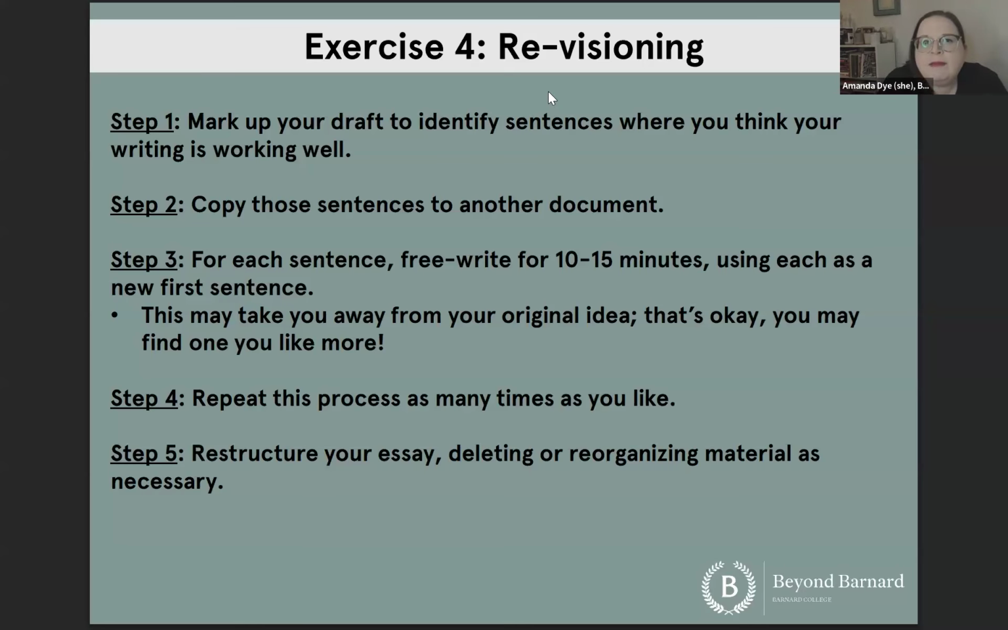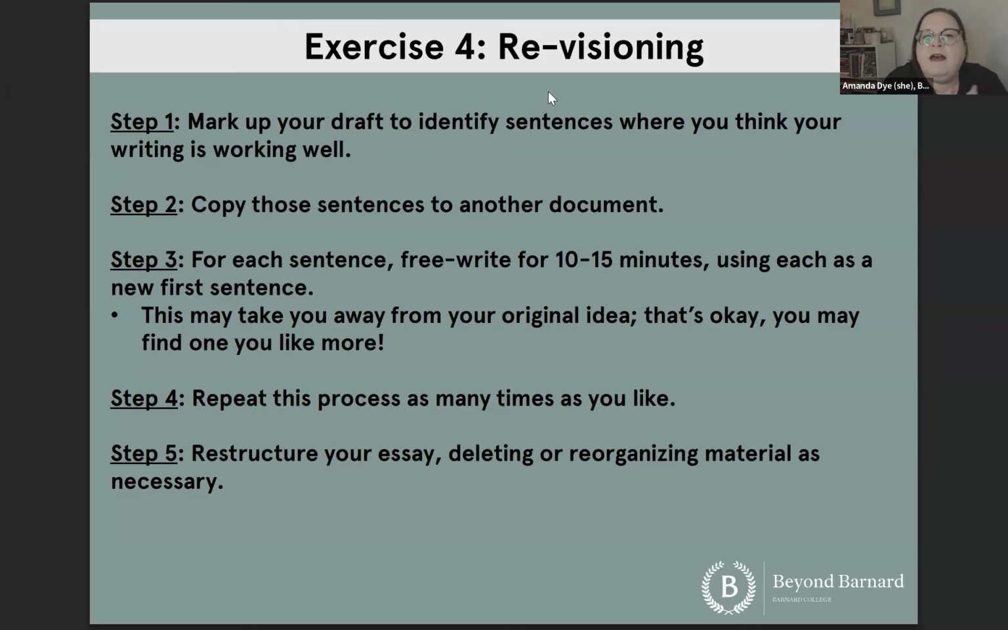And then finally, an exercise that takes a little bit more time, but I think is actually really helpful. I call this one revisioning. Basically, you take a copy of your draft and identify the sentences that you really like. You take a few of those sentences, copy them out to another document, and then free write with that sentence as the first sentence of your new paragraph for 10 to 15 minutes each.